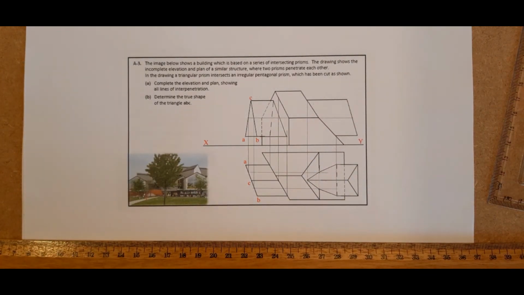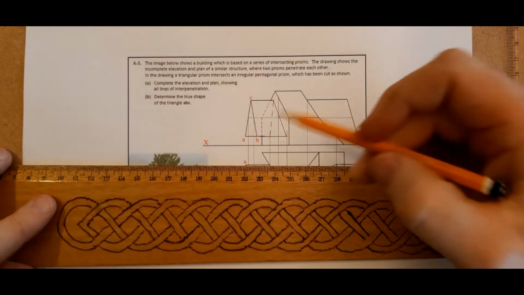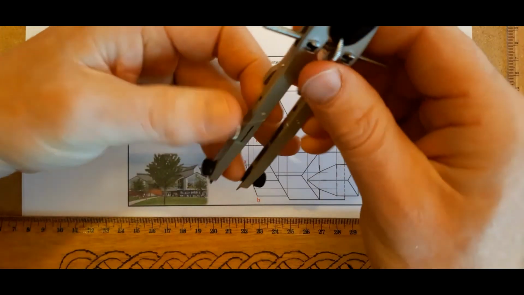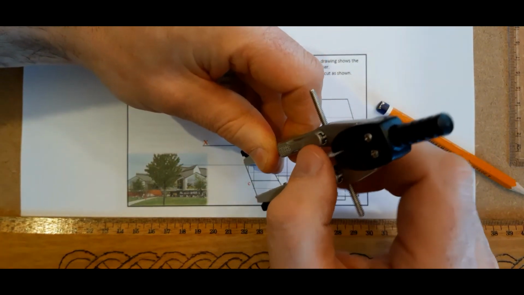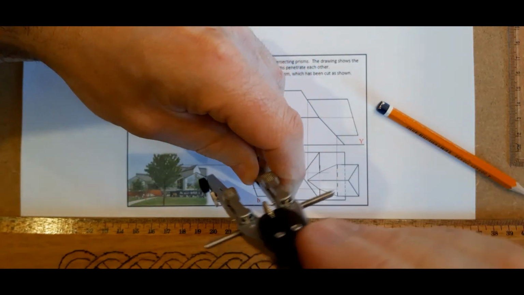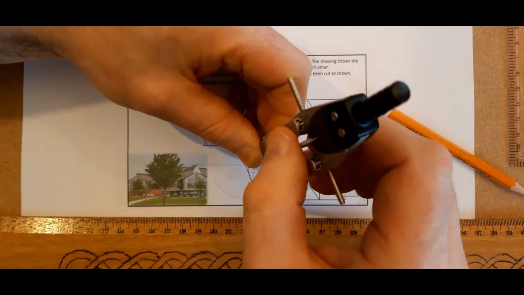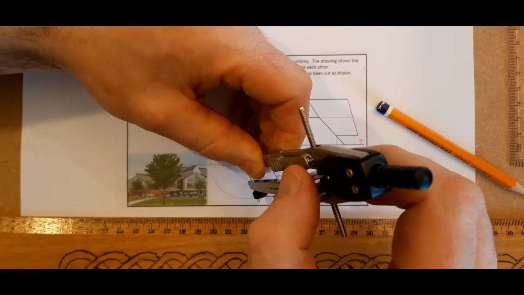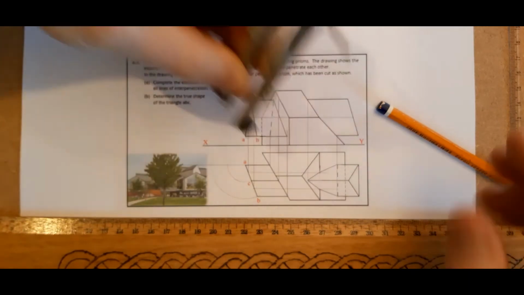Part B, determine the true shape of the triangle ABC, where we're looking at a true length of AB. So I think the handiest thing to do there would be to run out a line like so. Get your compass, set it to B there, and we'll revolve that out. Same with C. Revolve that as well.